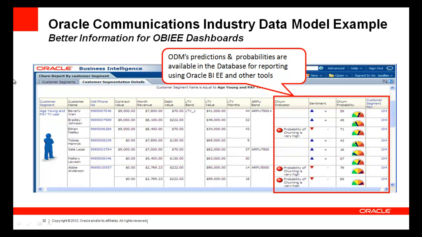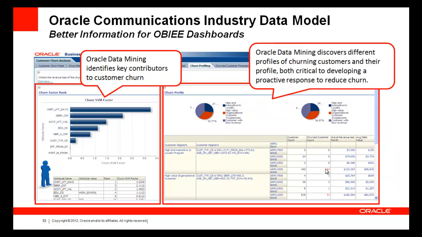So here I'm showing the Oracle Communications Industry Data Model that shows the predictions, of which Ethan Neely is pretty likely to churn. He has a very high probability of churning here. So I see the list of customers and what they're likely to do, and this has all been done behind the scenes by someone who's used Oracle Data Mining.